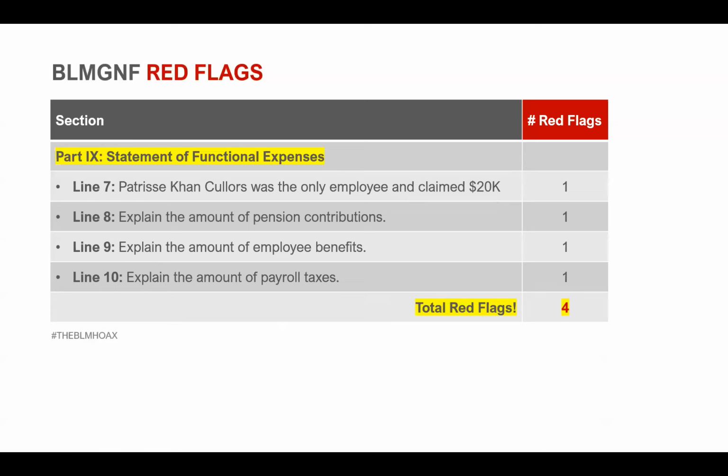So let's look at the red flags in this section. We're talking about section 9, statement of functional expenses. And again, we're focusing only on lines 1 through 10. And I've identified red flags on lines 7, 8, 9, and 10. In line 7, I was wondering about Patrice Cullors being the only employee and claimed only $20,000. So why was the salary amount so much more than that? Line 8, explain the amount of pension contributions. Line 9, explain the amount of employee benefits. In line 10, explain the amount of payroll taxes. I'm confused about that. So for this one section of part 9, I've identified four red flags.